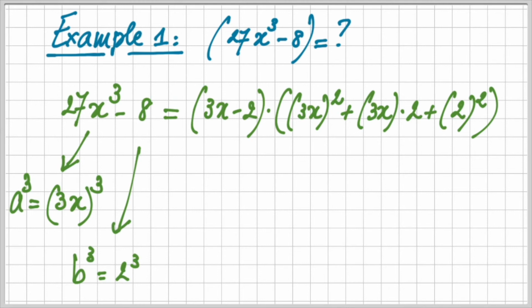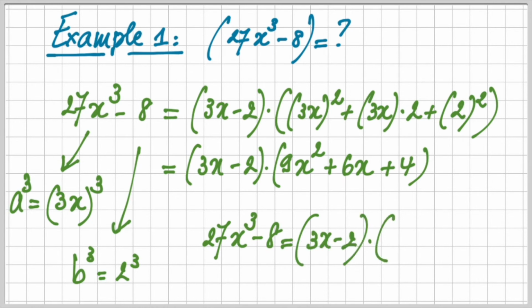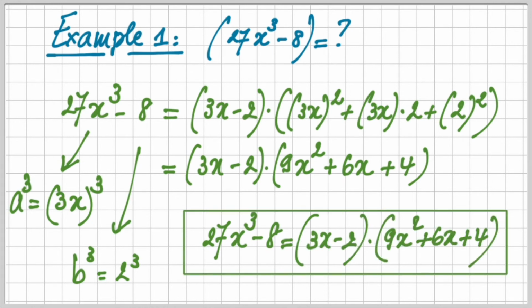We put this in the formula, so we have on one side a minus b, so 3x minus 2. And in the second part we have 3x squared plus 3x times 2 plus 2 squared. When we calculate this, we find 3x minus 2 multiplied with 9x squared plus 6x plus 4. And we can conclude that 27x to the third minus 8 can be written as 3x minus 2 multiplied with 9x squared plus 6x plus 4.